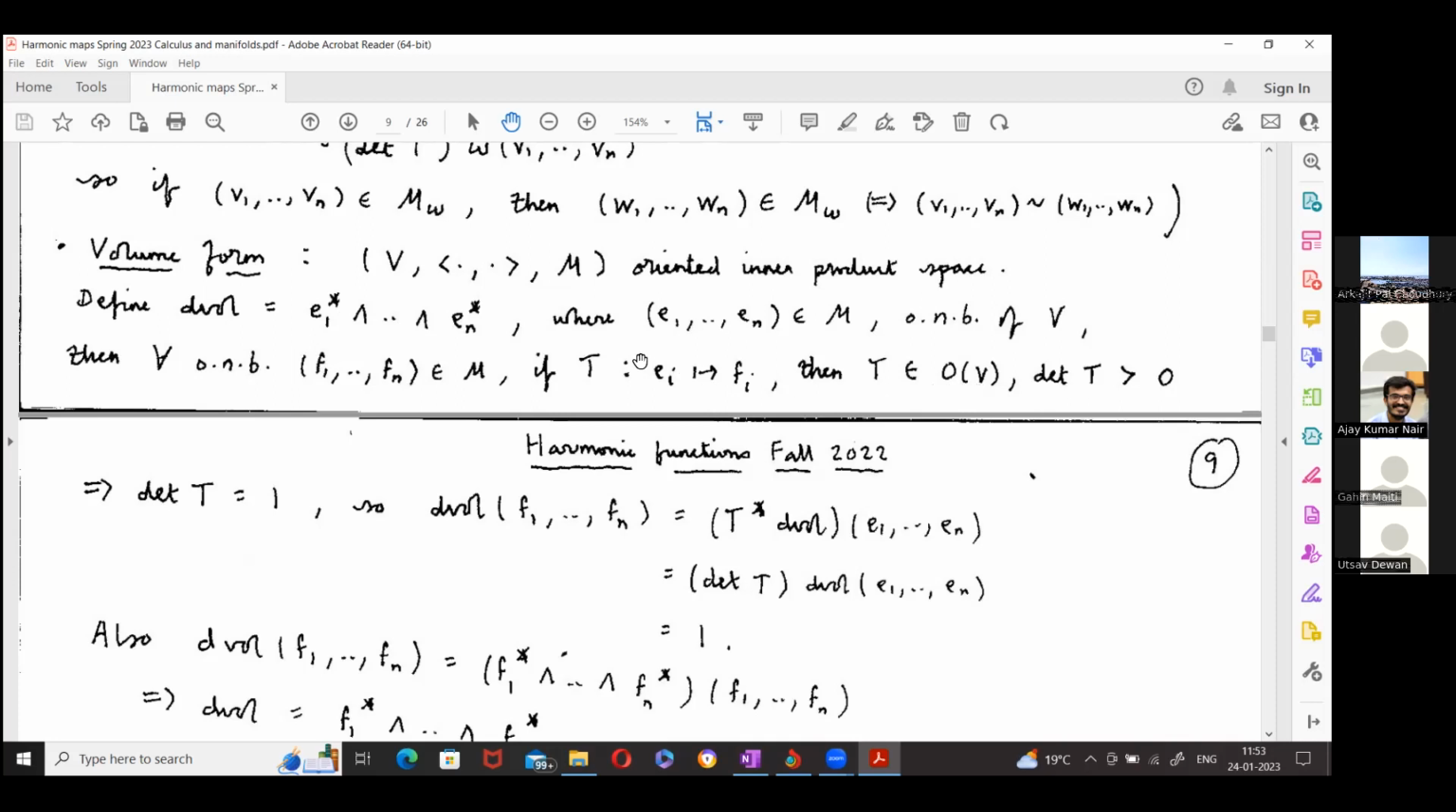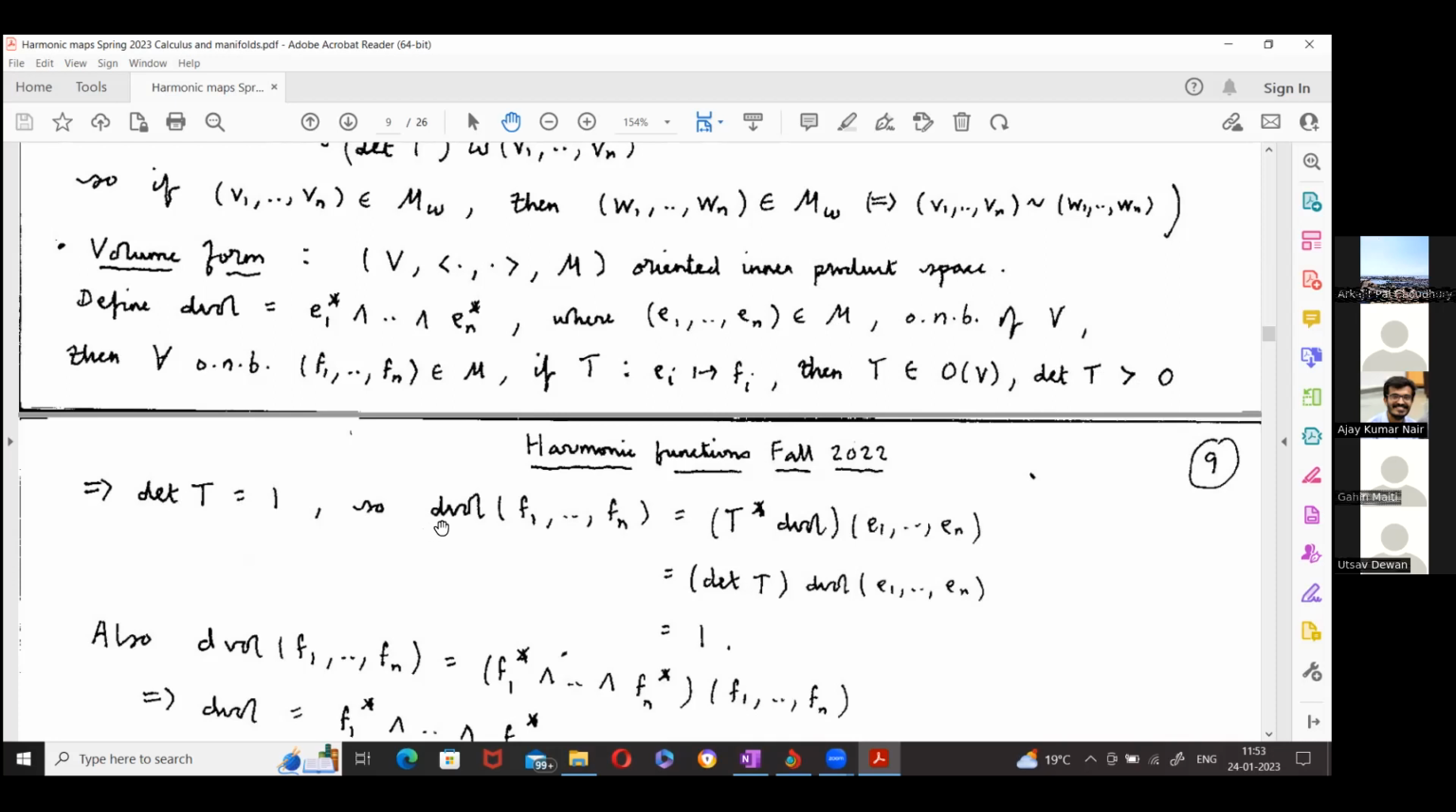And since the E_i's and F_i's are both in the same orientation, the determinant of T by definition is positive, but the determinant of an orthogonal transformation is plus or minus 1. So if the determinant is positive, it has to be equal to 1. So the determinant of T is 1.